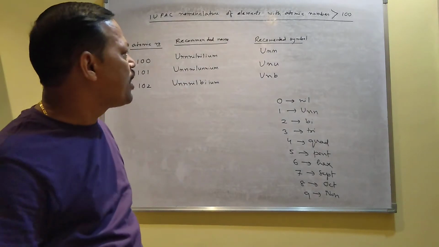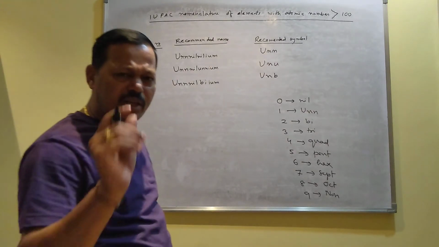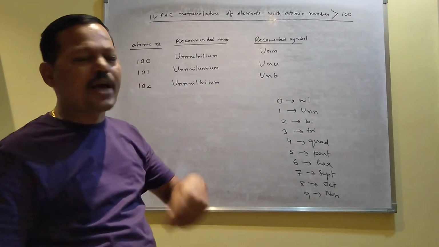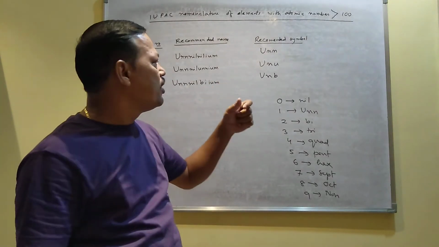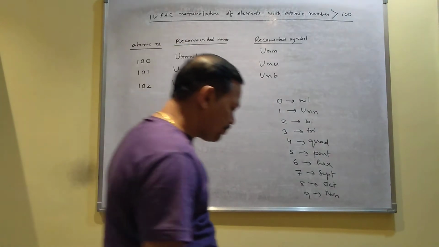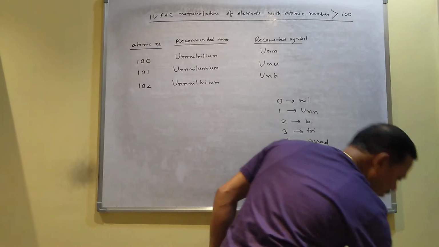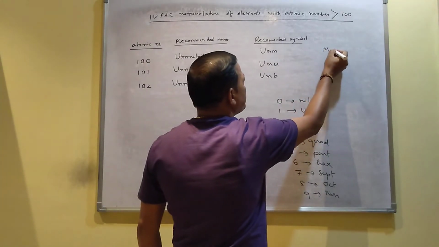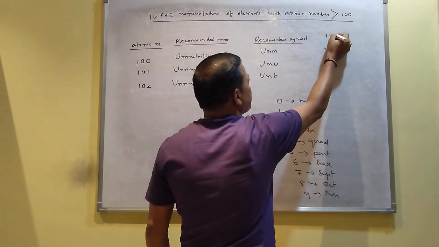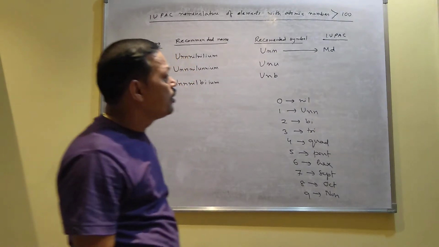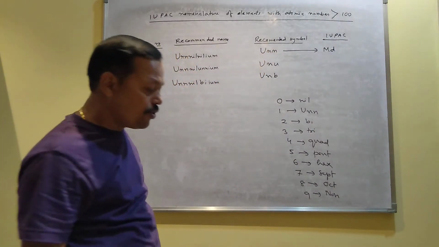is greater than 100. Now in your periodic table, these recommended symbols are not given. IUPAC has already given their names, and you should know the IUPAC name also. For example, for 101, IUPAC gave the name Mendelevium. IUPAC has already given these for 101. So you have to know the IUPAC name also.